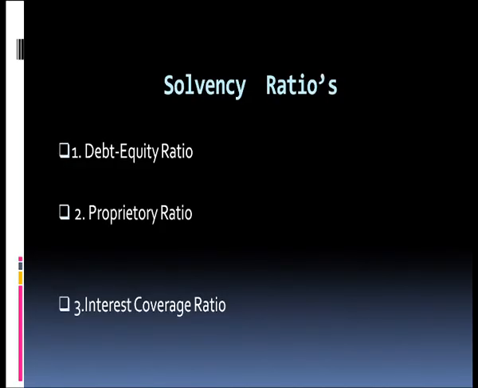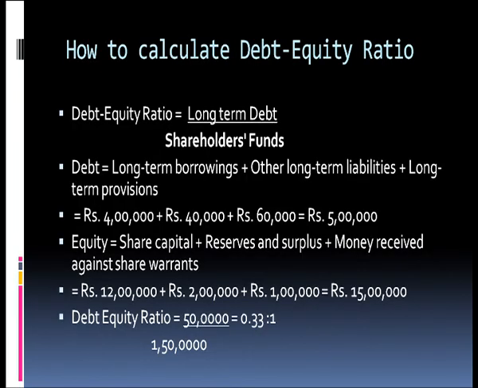Now, we will be studying in today's session 3 solvency ratios: the debt equity ratio, the proprietary ratio, and interest coverage ratio. Now, if we talk of the debt equity ratio, it is equal to long-term debt divided by shareholders' funds. When I am talking of long-term debt, I am talking of a period beyond 1 year, which means long-term borrowings plus other long-term liabilities plus long-term provisions. Remember, learners, never to forget to add long-term provisions. It is very important to add long-term provisions in our long-term debt.